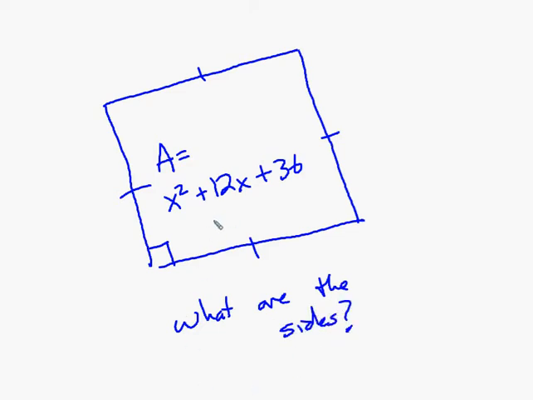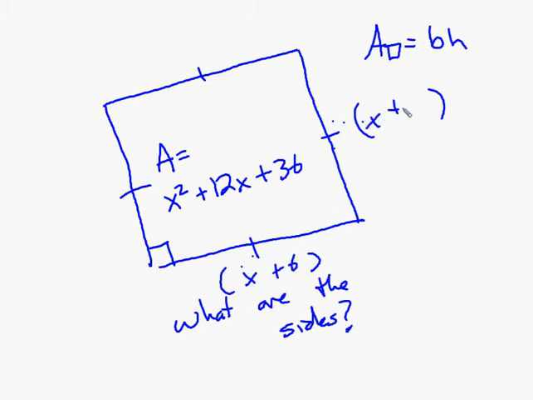Now we're not going to get a number, okay, but we're going to get a quantity. Now the area of any square or any box is base times height. And in this case, both the base and height would be the same. So what could I factor that into such that these two lengths are the same? X plus 6. If I multiply those two, do I get x squared plus 12x plus 36? Yeah.